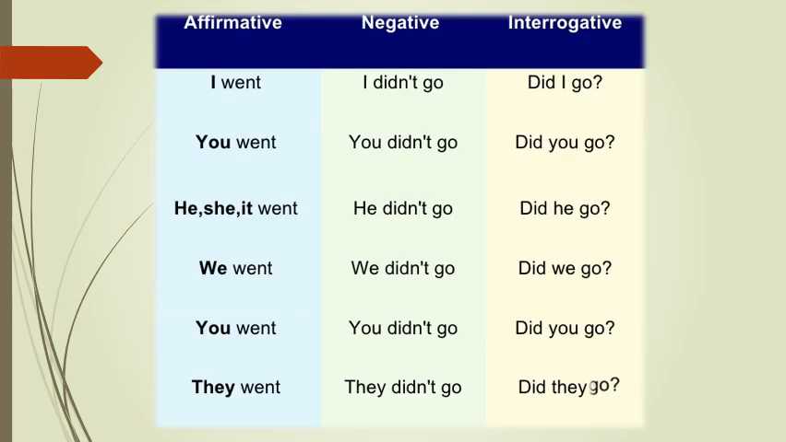These are the examples of irregular verbs in affirmative, negative, and interrogative sentences. I went, I didn't go, did I go? You went, you didn't go, did you go? He, she, it went, he didn't go, did he go?